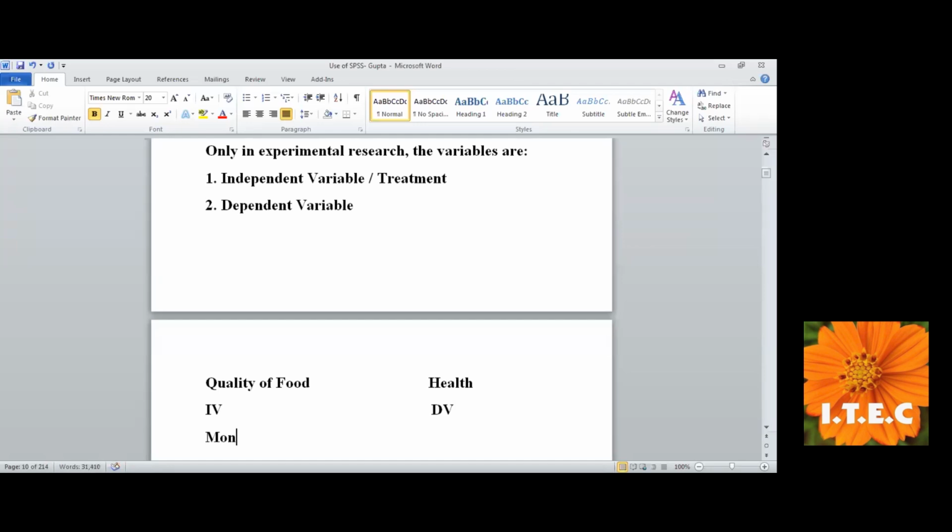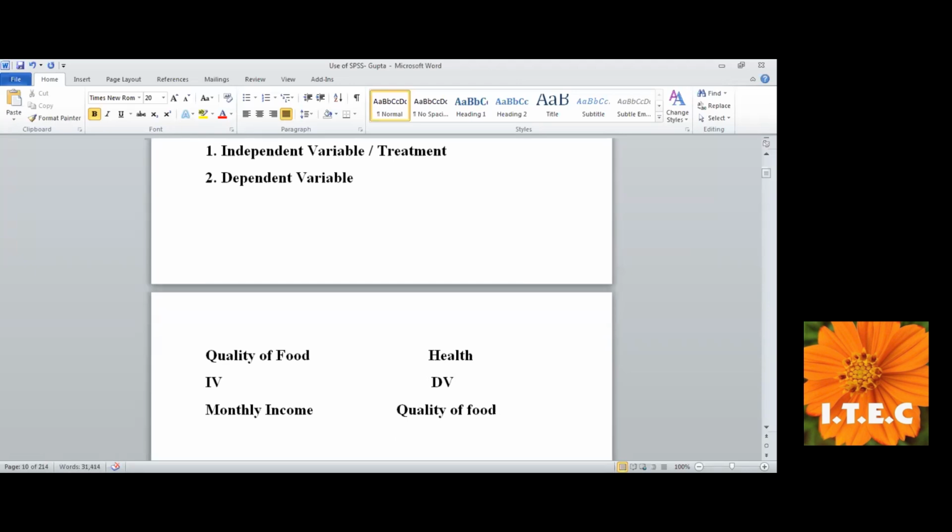Now you see monthly income and you see your quality of food. Now your quality of food will depend on your monthly income. If your monthly income is quite high, your quality of food will be very good. If you do not earn much, your quality of food will be normal or below normal. So monthly income is independent and quality of food will be the dependent.